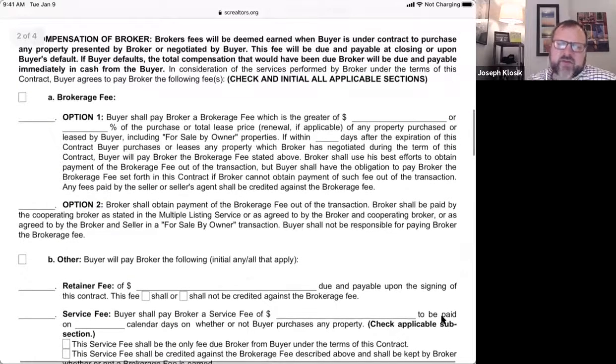Let's jump into section 5, because this is where we're going to spend most of our time today. So section 5 talks about basically there are two different ways that you are paid as a buyer's agent. Okay.